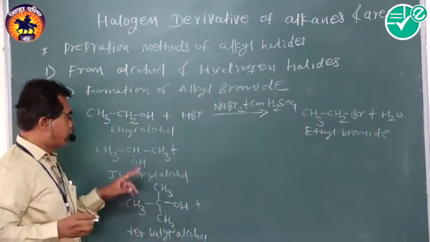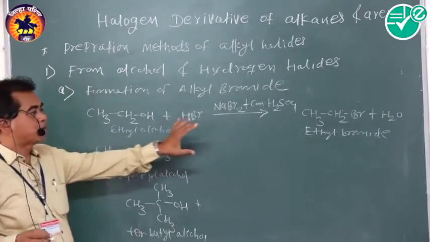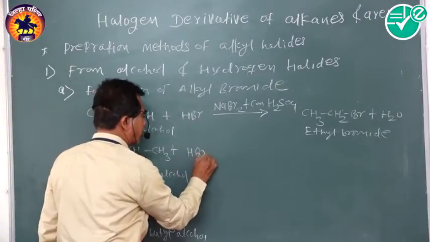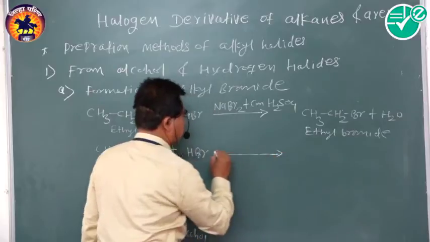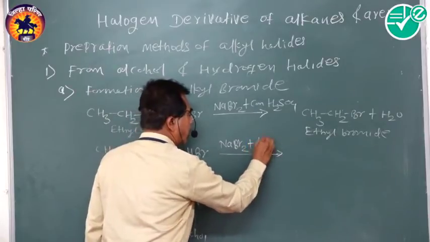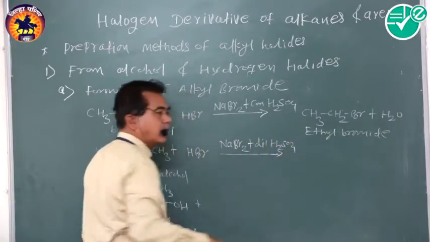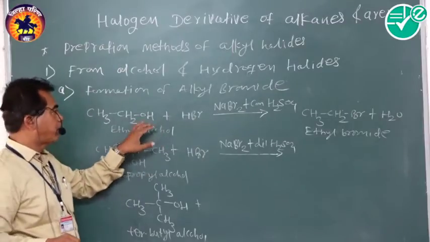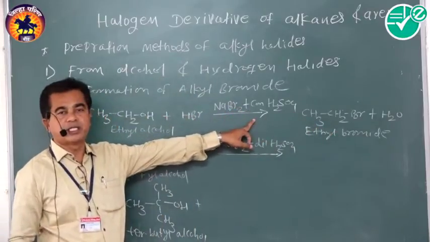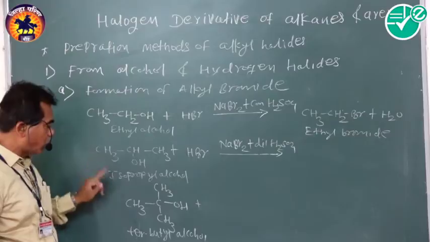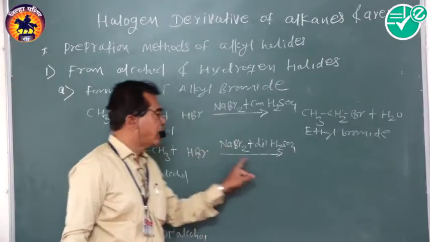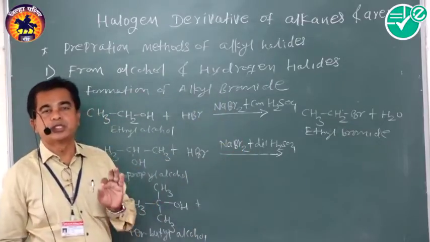Now similarly, students, we convert secondary alcohol into the secondary alkyl halide. Here also we require concentrated hydrobromic acid, HBr, plus sodium bromide, NaBr, plus here dilute H2SO4 is required. The important thing is that in the conversion of primary alcohol into primary alkyl halide, we use concentrated sulfuric acid. But in the conversion of secondary alcohol and tertiary alcohol into secondary and tertiary alkyl halide, instead of concentrated sulfuric acid, we use dilute sulfuric acid.